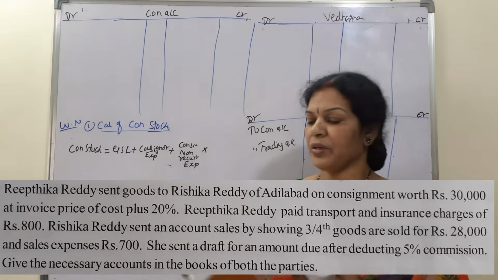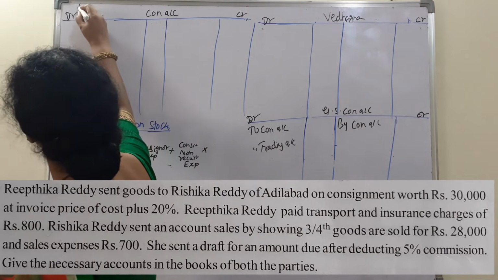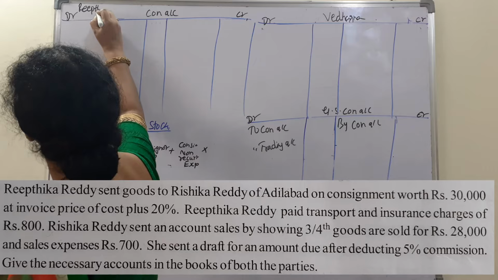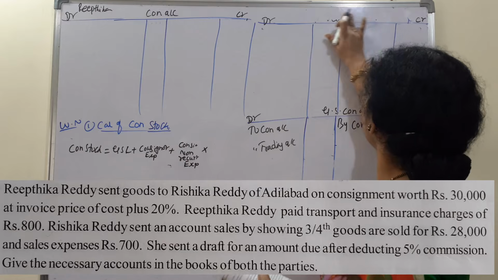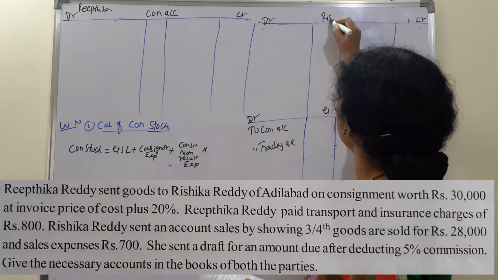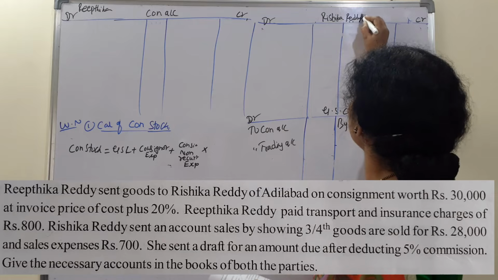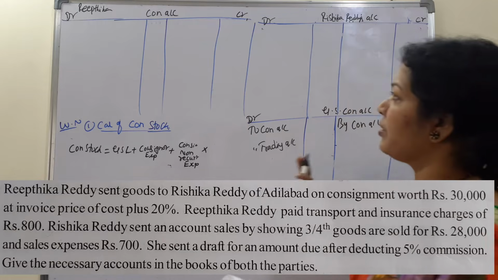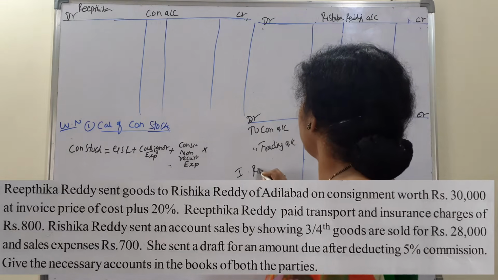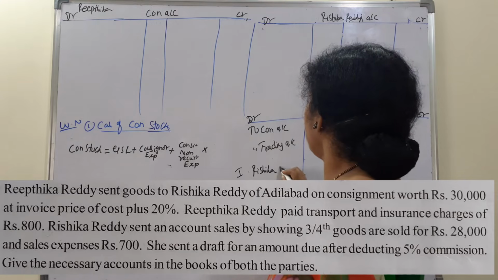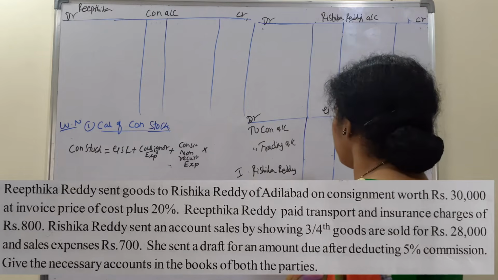We will continue. Now here, in the books of Rectification, consignment account, the consignee is Rishika Reddy, Rishika Reddy's account, goods sent on consignment. In the same way, in the books of Rishika Reddy, we will be preparing Rectification Reddy's account.